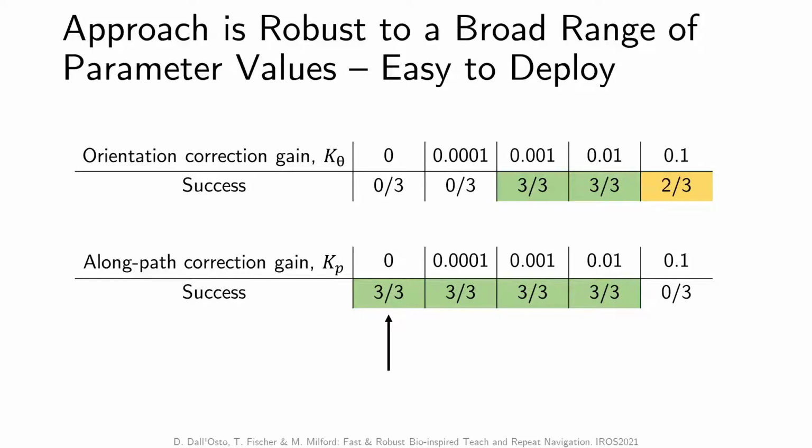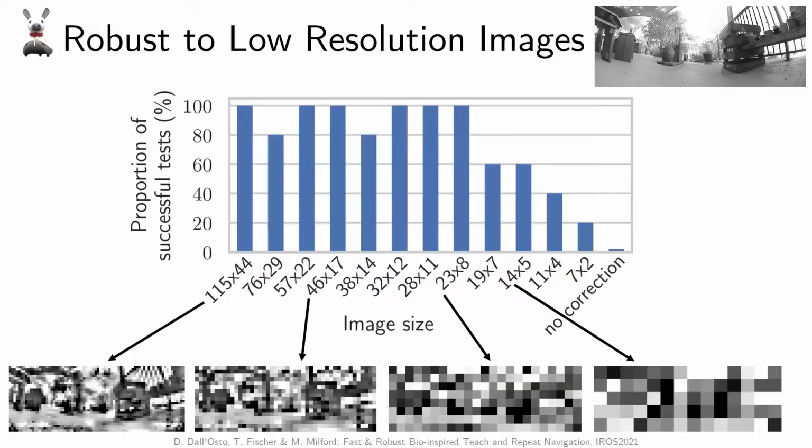That the system worked without any along path correction was because this route was of moderate length, and the odometry was quite accurate. We found that 10% odometry corruption caused the system to fail consistently without along path correction.